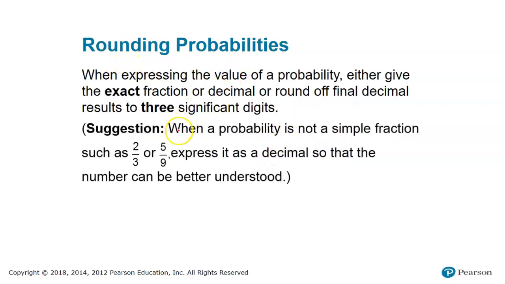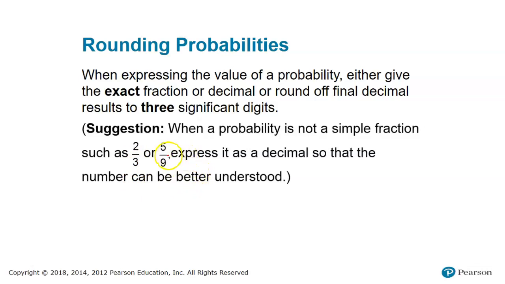Okay, rounding probabilities, here's another rounding rule for you. If you have a simple fraction, and by simple fractions, I mean things like 2/3, 5/9, 1/2, 1/3, things of that nature where your numbers are less than 10, then you can leave it as a fraction in those cases. If it gets any bigger than that, then I would say go ahead and convert it to a decimal.